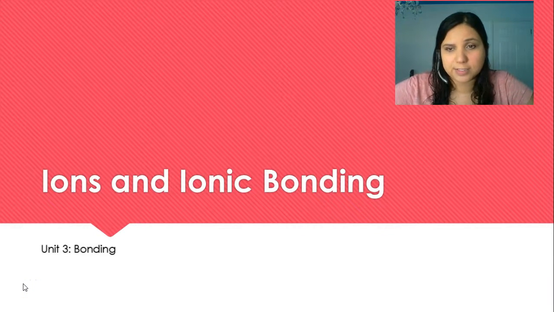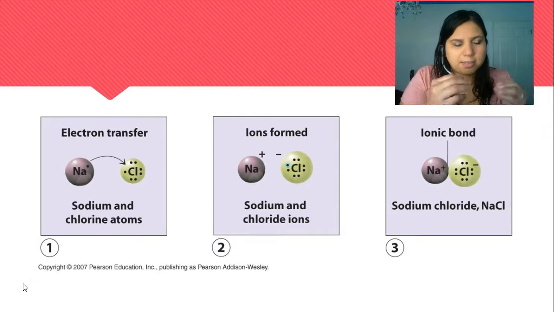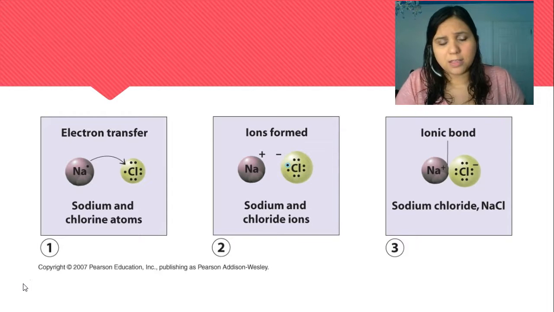We're going to talk about ions and ionic bonding. First thing, just a reminder, in ionic bonding what's happening is a not so electronegative atom is giving their electron to a very electronegative atom.